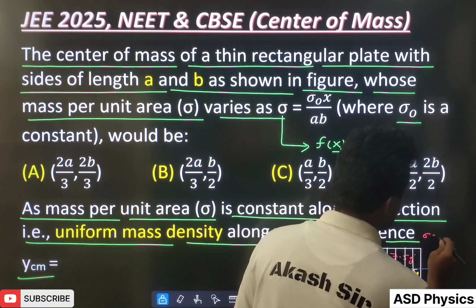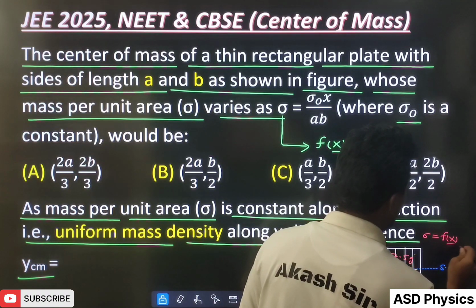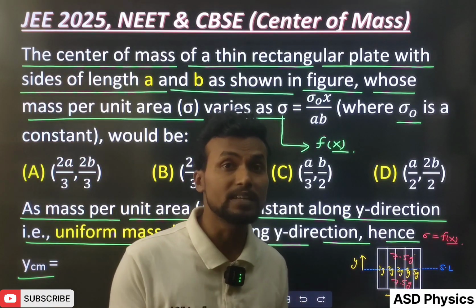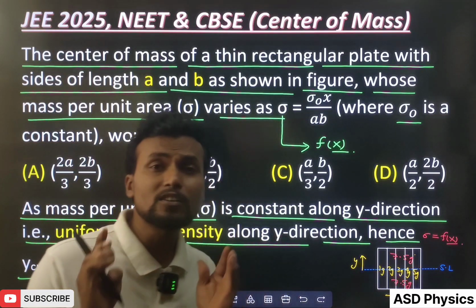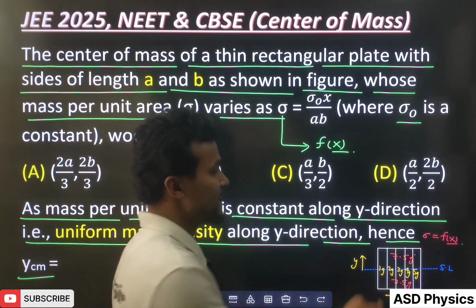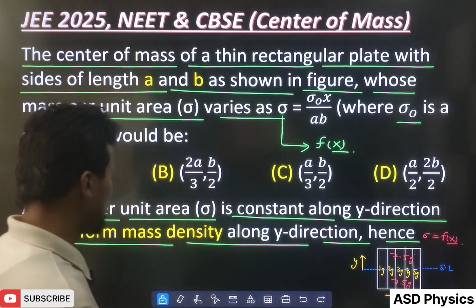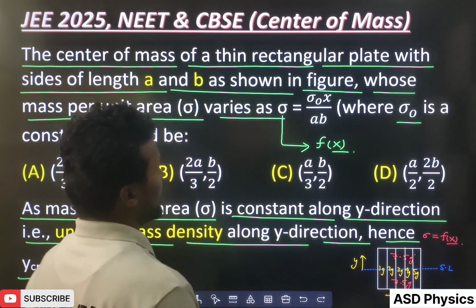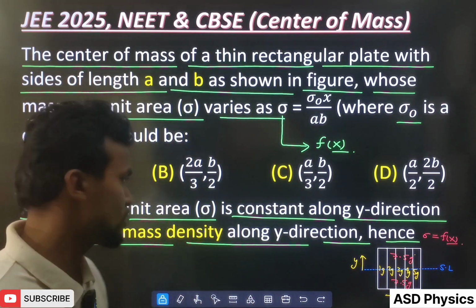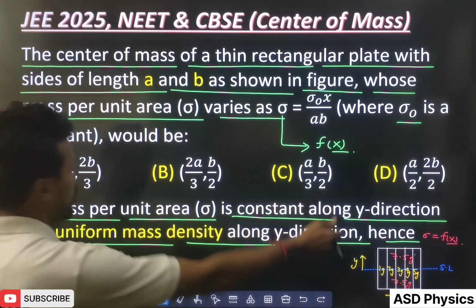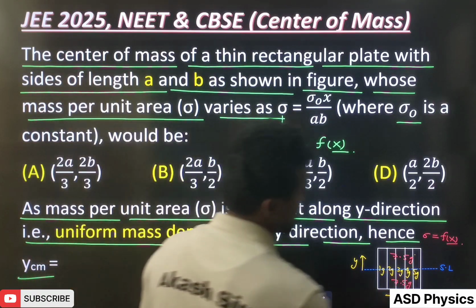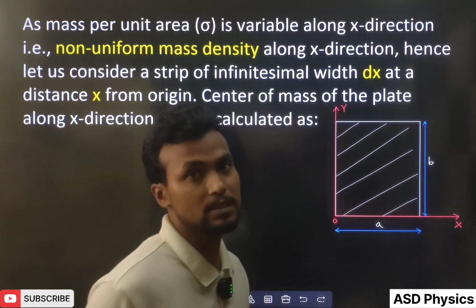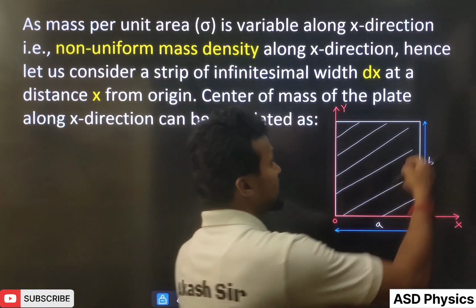Now you can see very well, this sigma is a function of x here. That means non-uniform mass density along the x direction. But we can consider the symmetry concept applicable along the y direction, as I have told you in the example. This sigma as a function of x is not changing along the y direction. So as there is uniform mass density along the y direction, and along the y direction the length is B, from the symmetry the center of mass will be half of B.